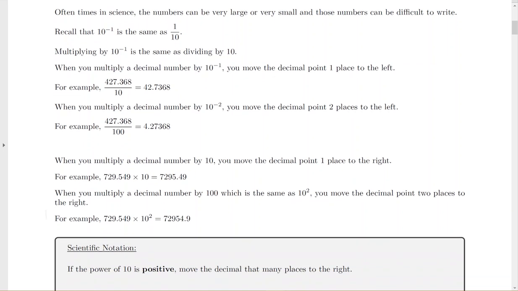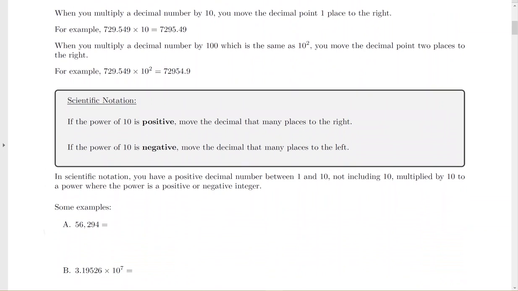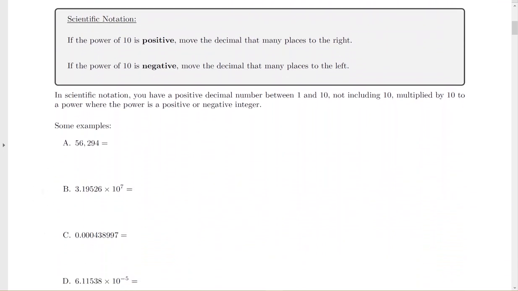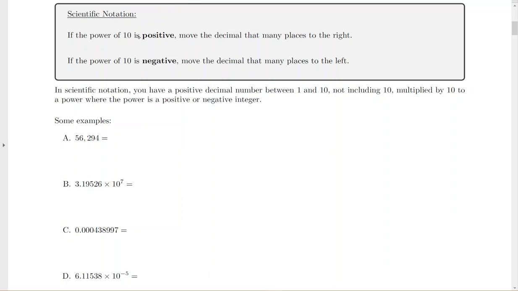The next page is on scientific notation. So we'll just skip down to some of the problems down here. If the power on 10 is a positive exponent, then you're going to move the decimal that many places to the right. If it's written in scientific notation as a times 10 to the p power, the a has to be a number between 1 but not bigger than 10. So it's very, very specific. If the power on 10 is negative, then you move the decimal that many places to the left.